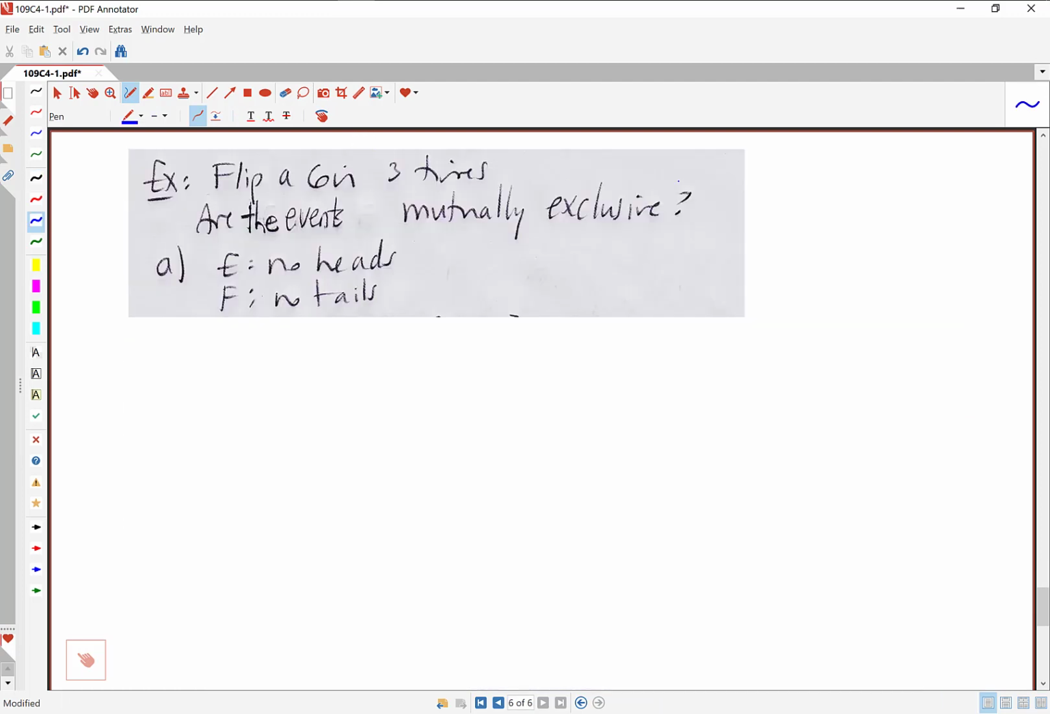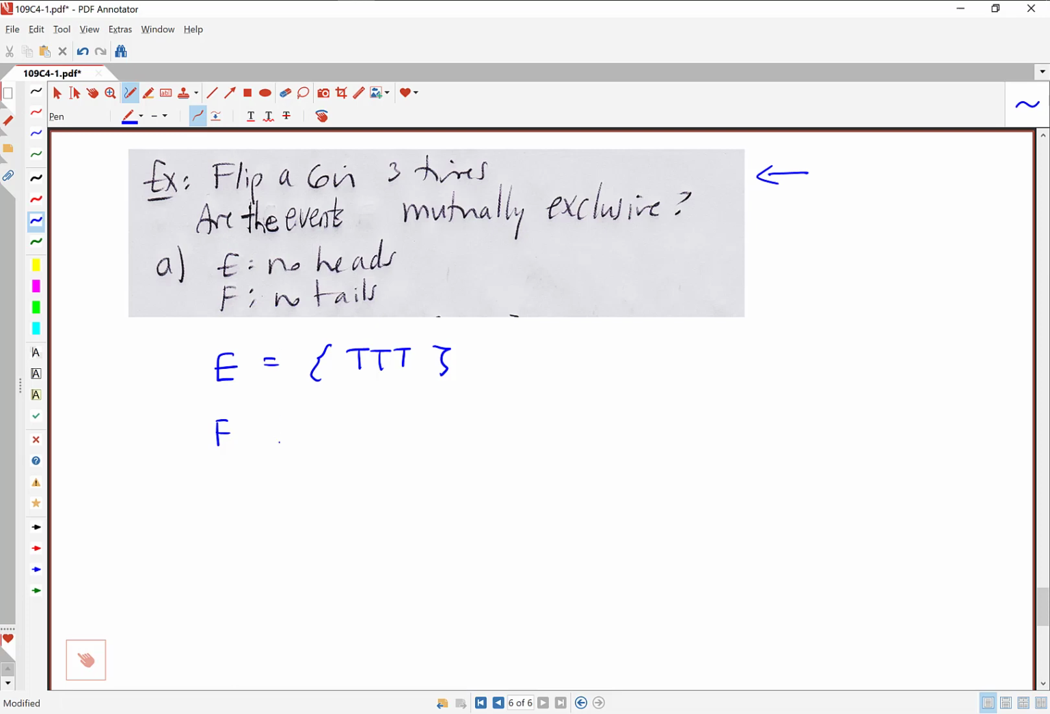So let's say we're doing an experiment where we flip a coin 3 times. And we've got a description of 2 events here, and we want to know, are the events mutually exclusive? Event E is that we get no heads. Event F is that we get no tails. Well, first thing I would do is just write out the events E and F, so that we can take a look at them. If we get no heads when we flip this coin 3 times, that means we must have the single outcome, tails, tails, tails. So there's only one thing that can happen.